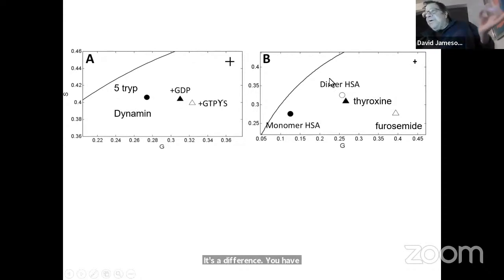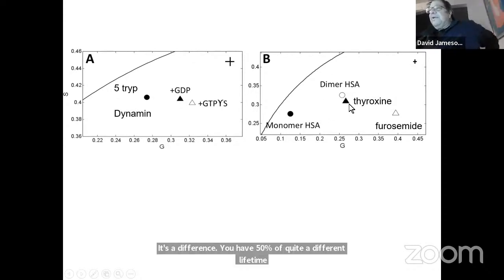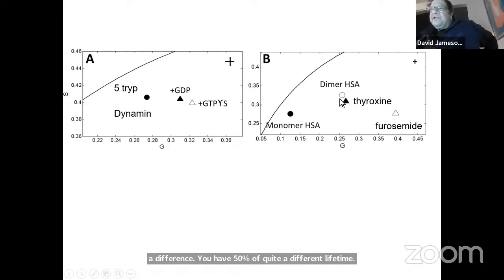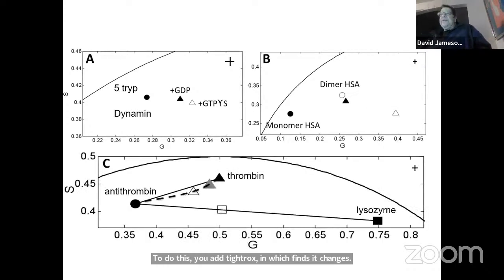We isolated the pure dimer from a column to do this. You add thyroxine, which binds, it changes it. Furosemide, it changes it. So you can immediately study properties of tryptophans and proteins.